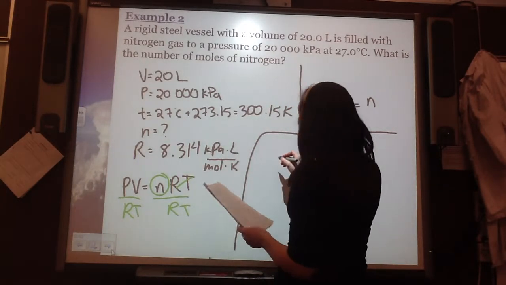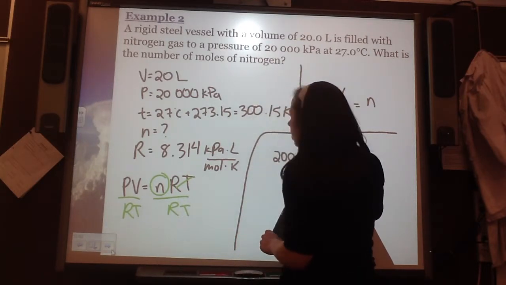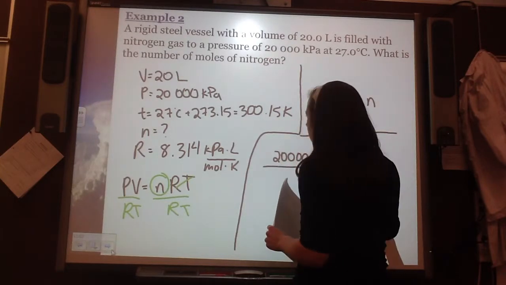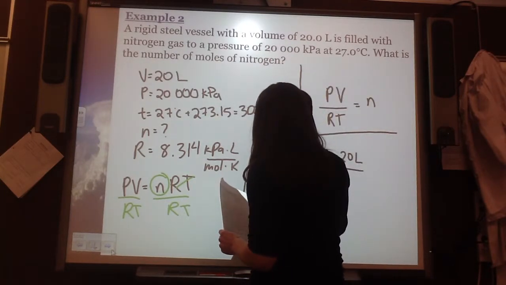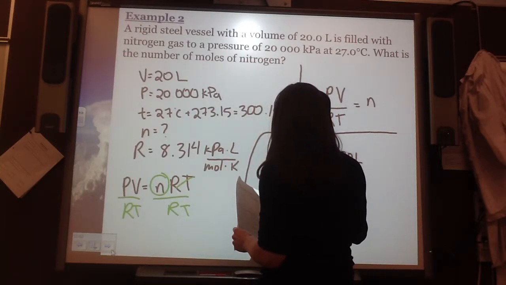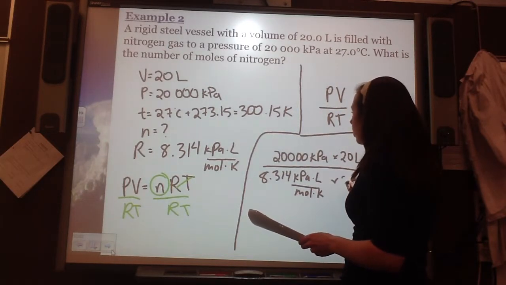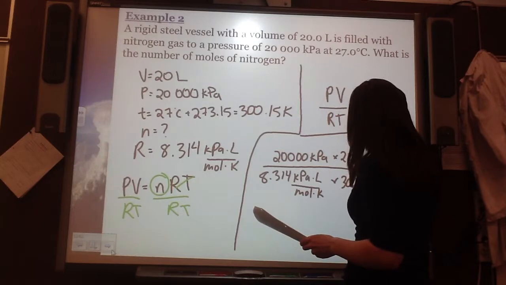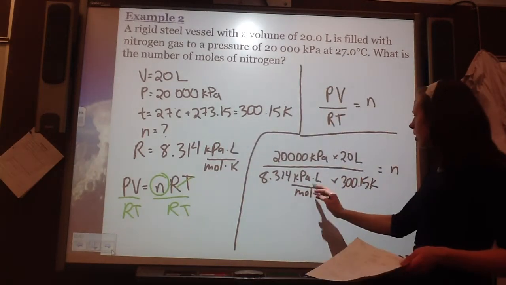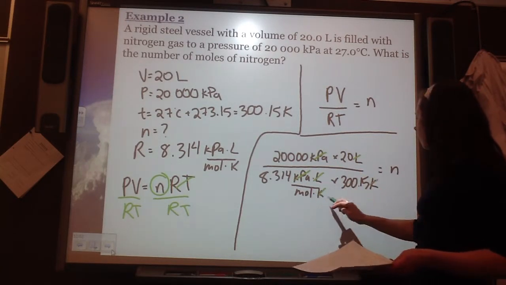So we have 20,000 kPa times 20 liters, all divided by 8.314 kPa times liters divided by moles times Kelvin, multiplied by 300.15 K is equal to n. So again, we can look at our units. kPa here crosses off, liters cross off, Kelvin crosses off, and we're left with moles.